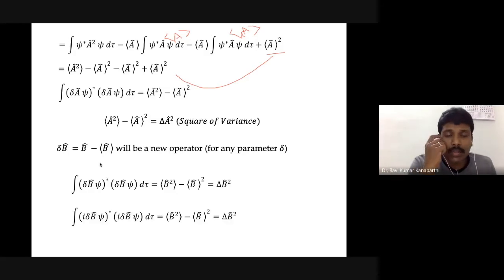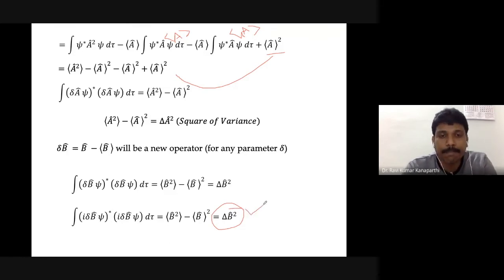Now similarly, suppose I multiply this delta B with i, an imaginary quantity. Still we can prove this: the integral of i delta B psi star, i delta B psi d tau is equal to the same quantity. Even if you multiply with i, it doesn't affect it, still you get this.